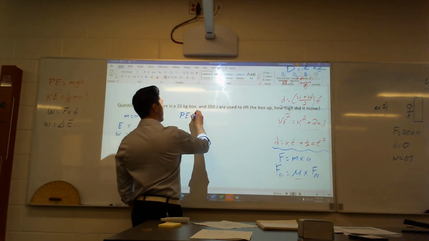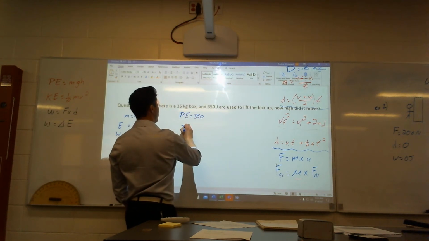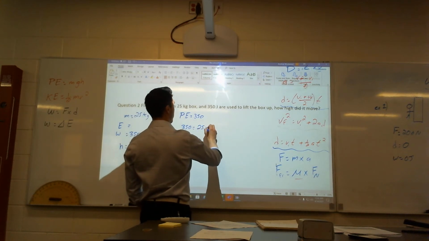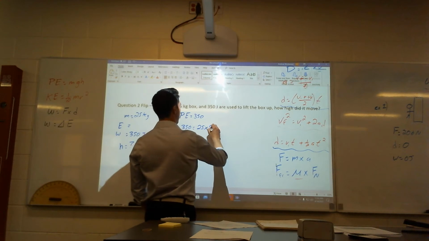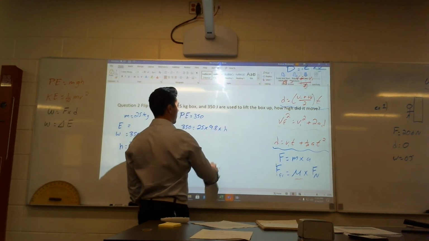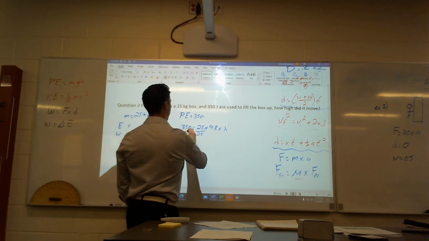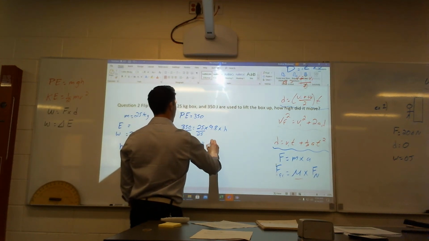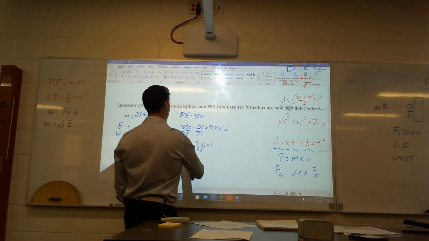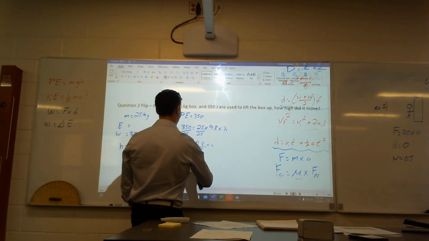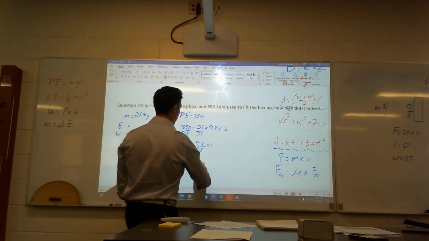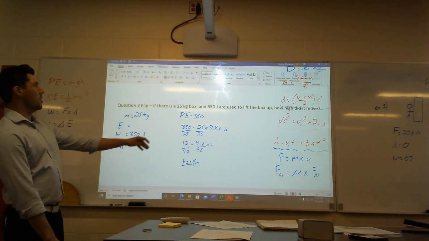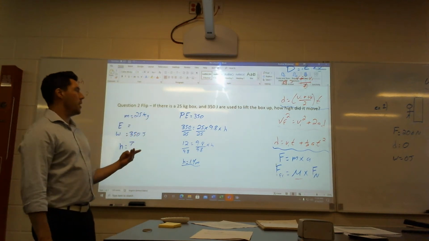So my potential energy needs to equal 350, which means 350 needs to equal mass of 25 times gravity times my height. And so when I divide this by 25, I think I get 12 equals 9.8 times height. Divide by 9.8, and I think I get a height of 1.4 meters. All right, so that's how to look at this question. It's similar to the other one, but just a little flip.